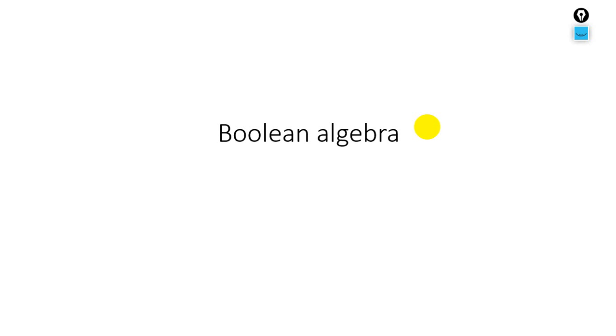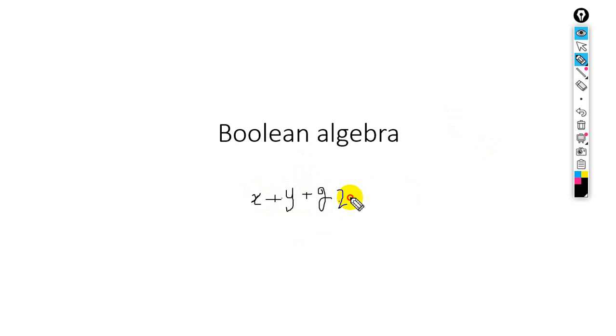What is Boolean algebra? Same like we have algebra in mathematics. So look at this. What we have is mathematical algebra. In mathematical algebra we have different variables. For example, I'm writing x plus y plus 2z plus 5. So we can say that this is a mathematical algebraic expression. In this we have the combination of variables and constants.